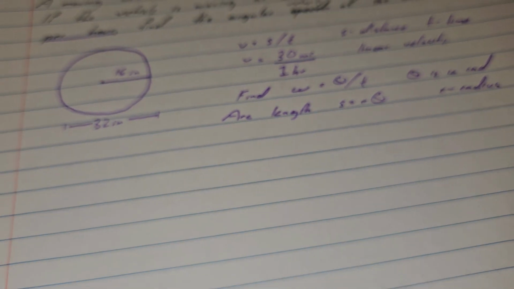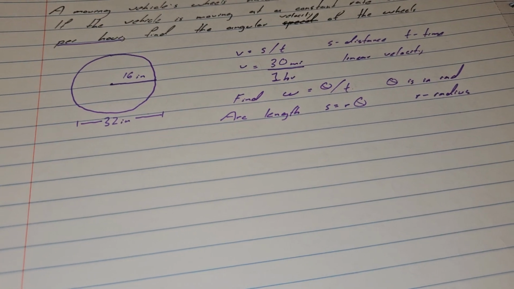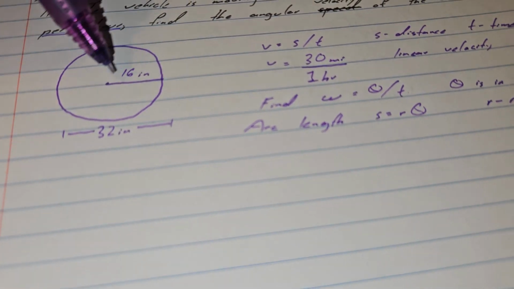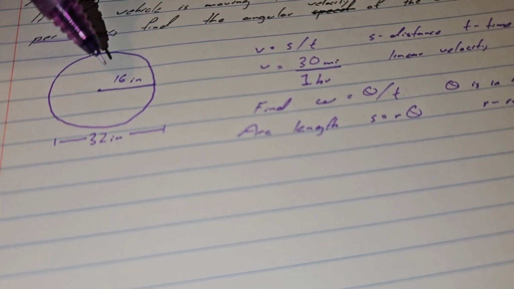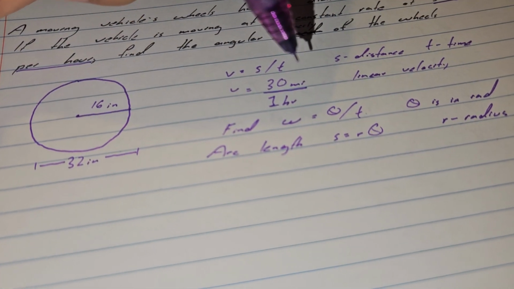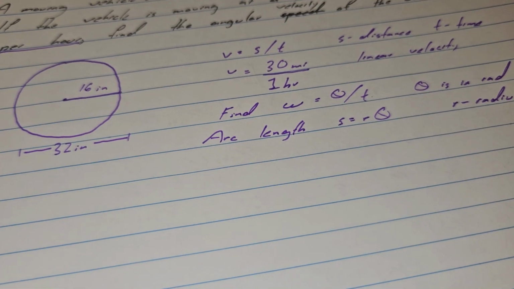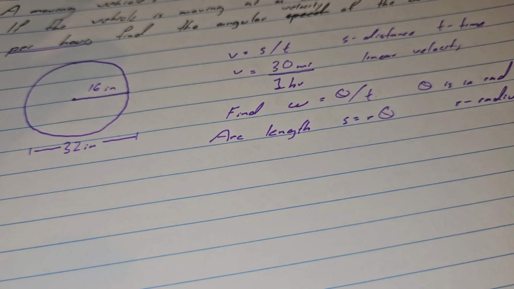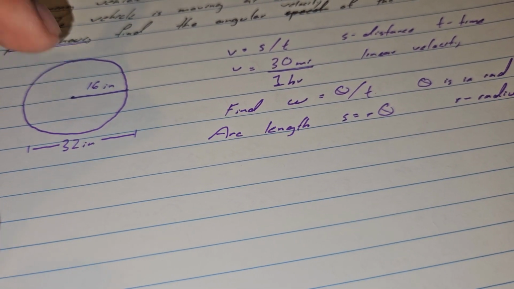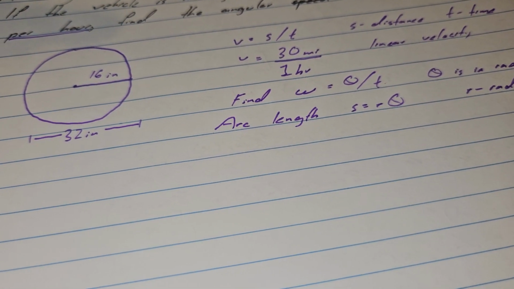So let's go ahead and plug all of that together. But before that, notice that our radius is given in inches, and our distance is given in miles. Let's go ahead and convert our inches to miles.